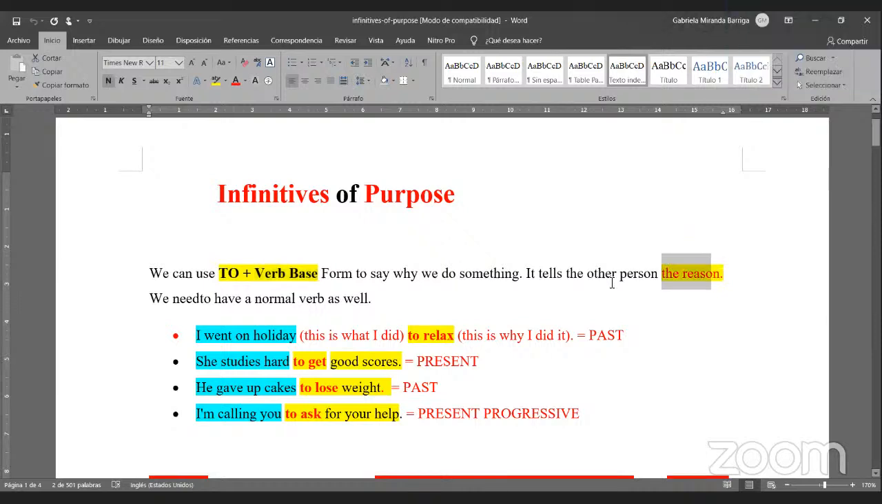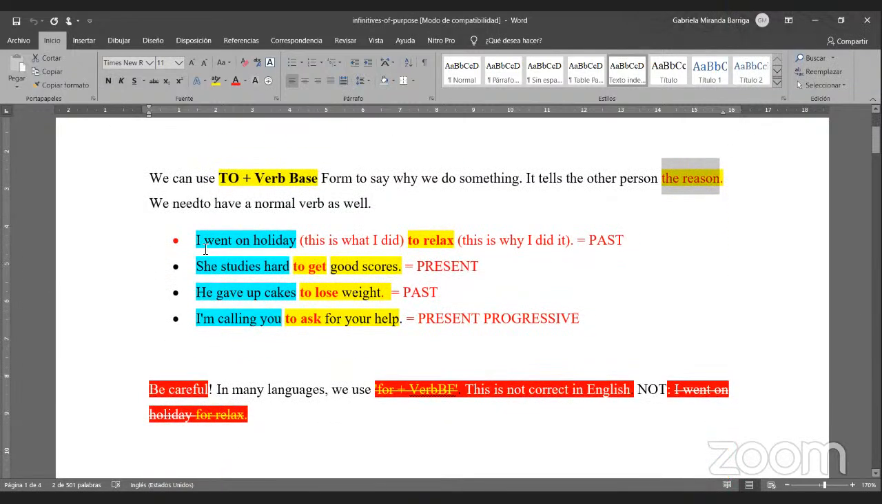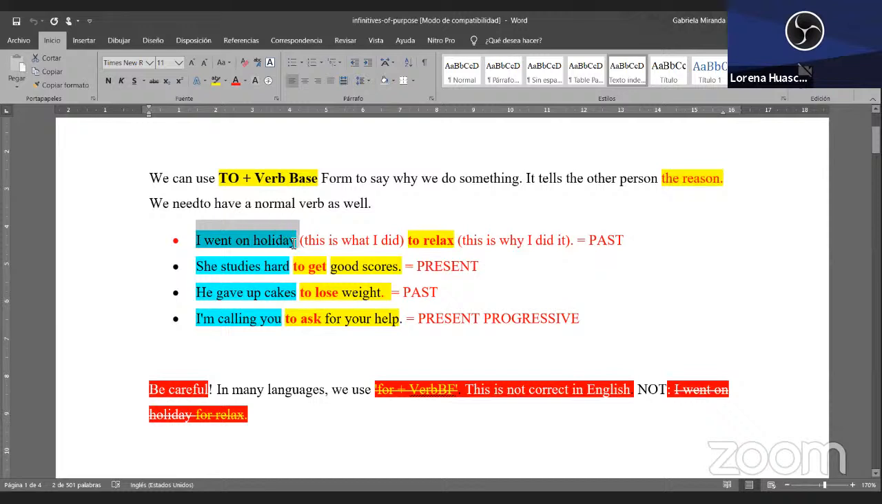For example, here, I went on holiday. This is what I did. So this is my normal sentence. If somebody asks me why, in order to express purpose, I will use the infinitive to relax. So this is why I did it. This is the purpose, right? So I went on holiday to relax.